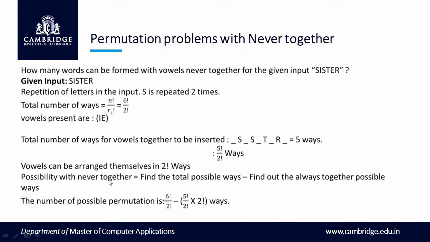The possibility with never together is nothing but find the total possible ways, that is 6 factorial by 2 factorial, minus find out the always together possible ways. That is, the number of possible permutations is 6 factorial by 2 factorial minus 5 factorial by 2 factorial into 2 factorial ways it can be arranged. So you have to solve it and get the final answer.